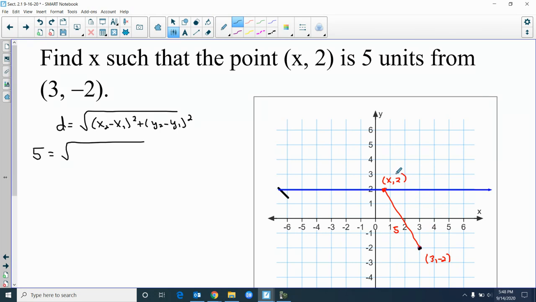All right, now I'm going to subtract. I'm going to start with, let this one be my x2, y2. And I'm going to do x minus 3 squared plus 2 minus negative 2 quantity squared. So 5 will equal, and I'm going to do some simplifying here, x minus 3 quantity squared plus, well, this is going to be 2 minus negative 2, which is going to be 4, and we're squaring it. It's going to be 16.